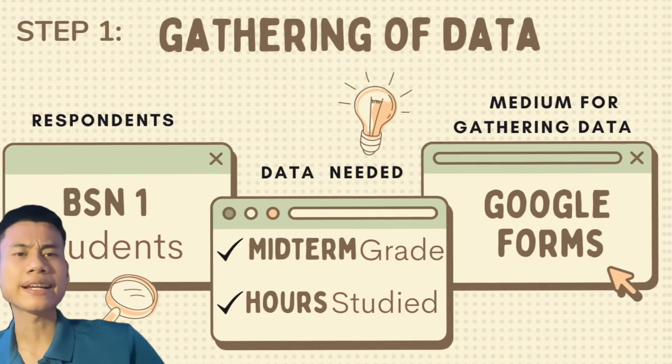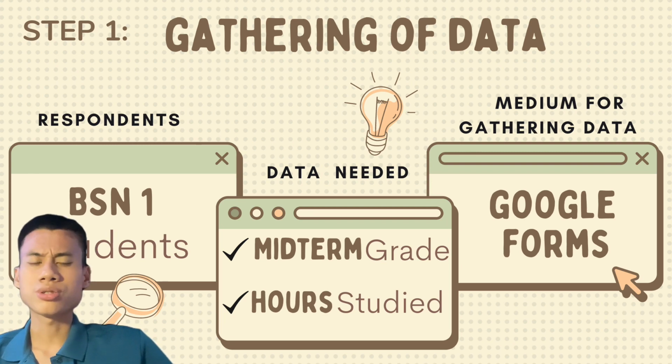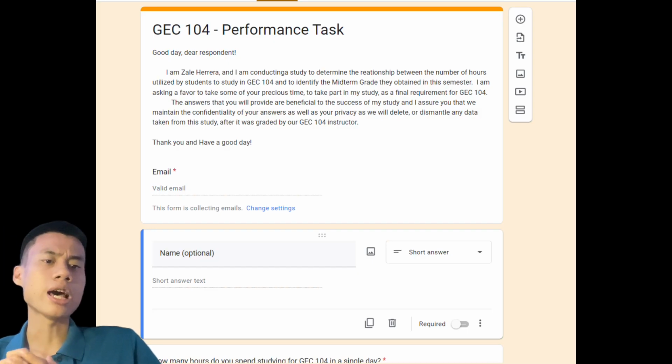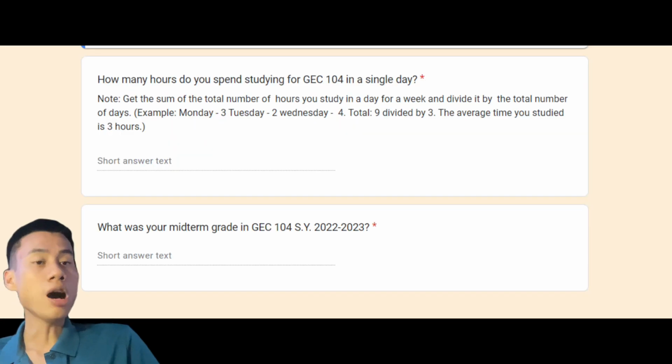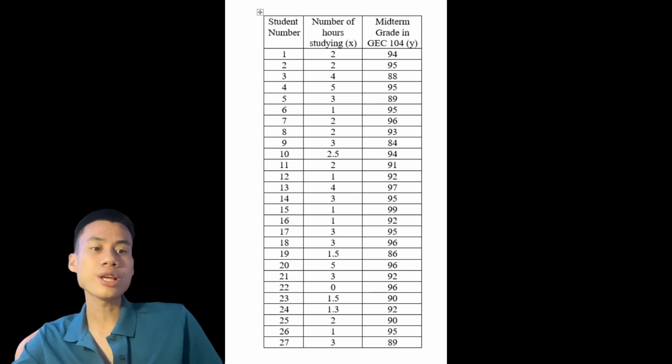The medium for my data gathering procedure is of course Google Forms. I utilized Messenger to message my respondents one by one, assuring them of the safety of their data. Here is a photo of the form that I used in asking my respondents for their Gmail, the number of hours, and their midterm grade. After I gathered all the necessary data, I transferred it onto a table for easy access in solving for their relationship. After data gathering, I now commence using the SPSS statistical tool.